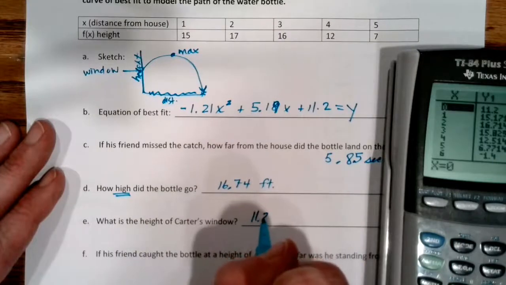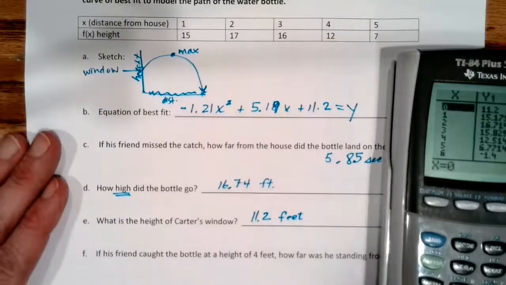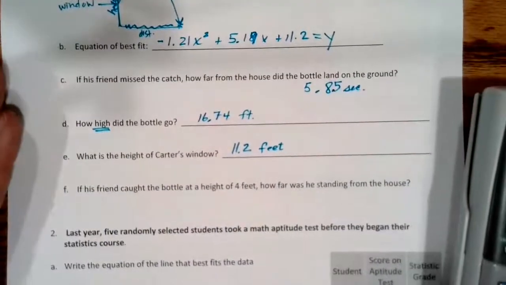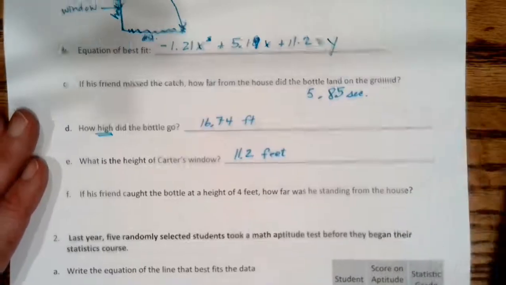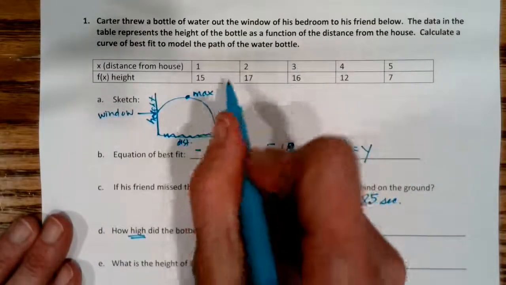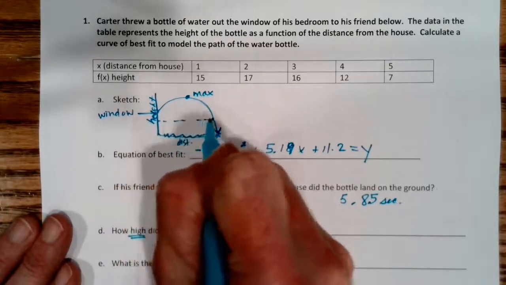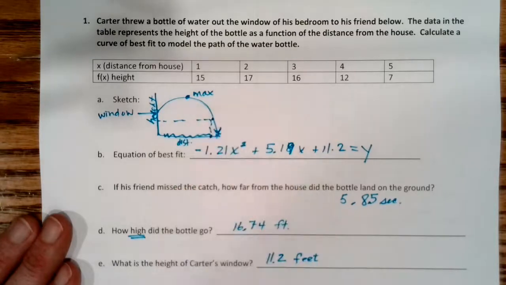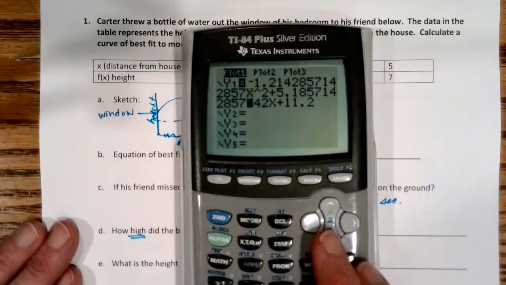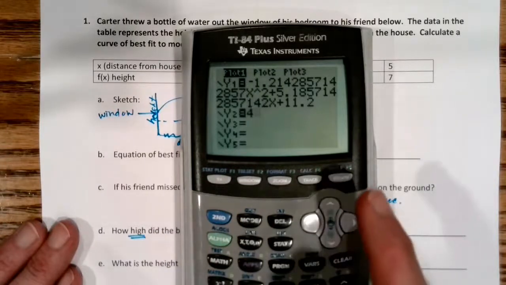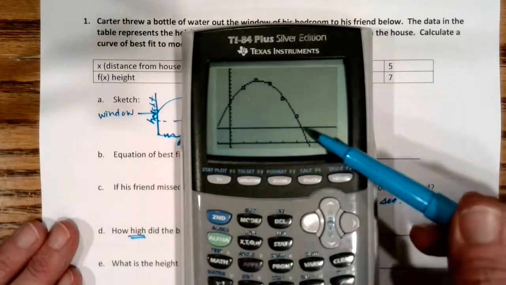So 11.2 feet. If his friend caught the water bottle at a height of 4 feet, how far was he standing from the house? So let's talk about what this means on our sketch. If the friend caught the water bottle here at 4 feet, I want to know how far he was standing from the house. So I can go here and look at what happens when y is equal to 4. There we have the friend that's 4 feet high.